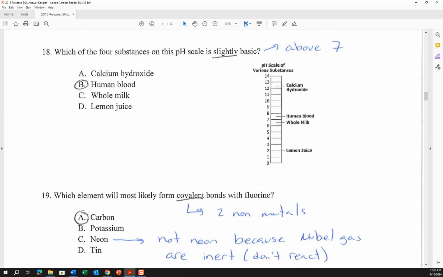So remember, basic means a pH above 7. So slightly basic would be slightly above 7. So the human blood is slightly basic. Whole milk would be slightly acidic because it's slightly below 7. Lemon juice would be very acidic, and calcium hydroxide would be very basic. All right, so human blood there.